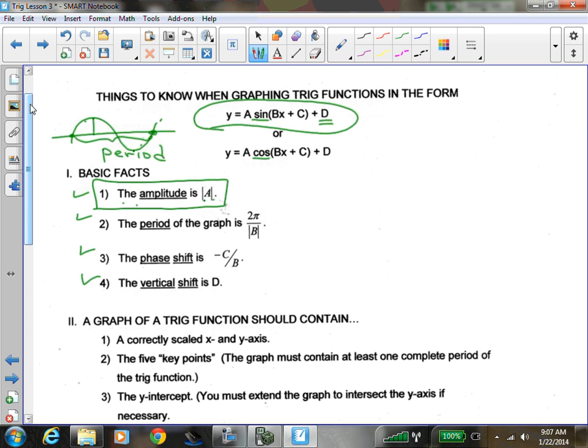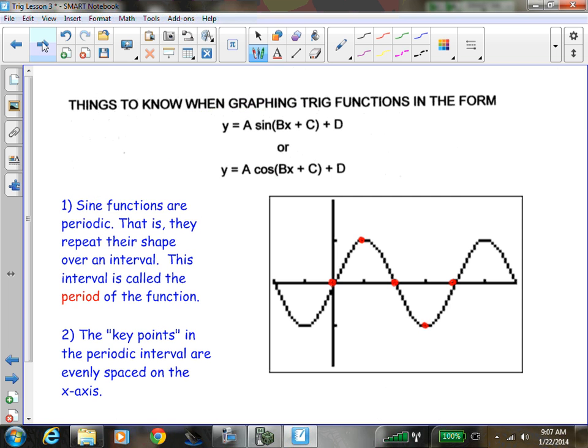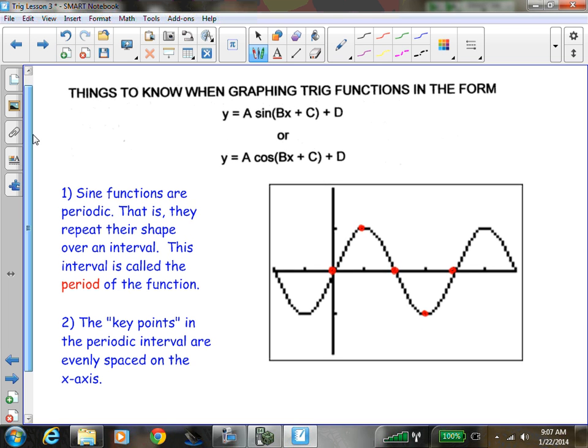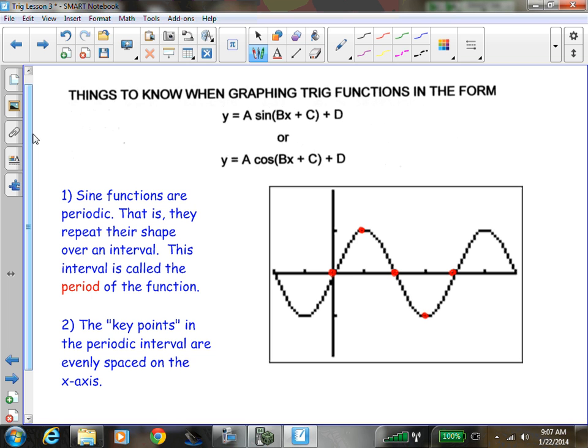All right, now, what I'd like to do is I would like to go to this slide and start talking to you, because I've got stuff written in here that you won't have to copy. But we talked about the number one here about what it means for a function to be periodic. When we say that a sine function is periodic, that means that they repeat their shape over an interval.